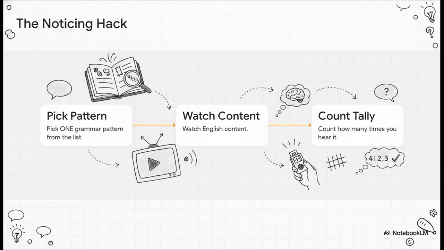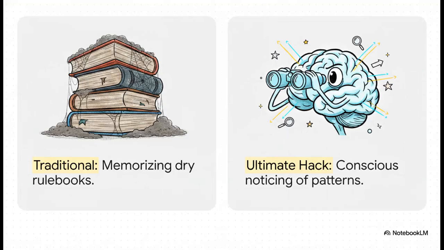Just consciously tally it up. The contrast here is really the key. The traditional way is memorizing dry rule books, which, let's be honest, feels like a chore and rarely sticks in fast-paced conversation. But the ultimate hack is this conscious noticing of native patterns. By shifting to active noticing, you naturally and effortlessly rewire your brain to overcome that sneaky L1 interference we talked about earlier.